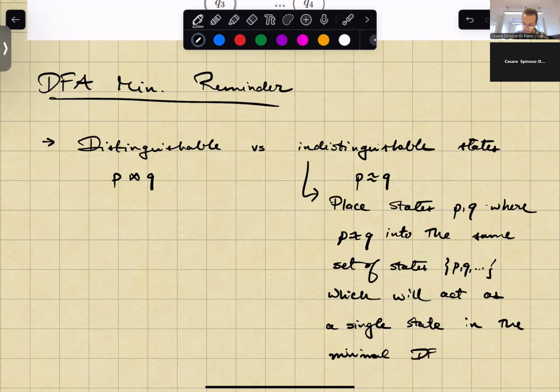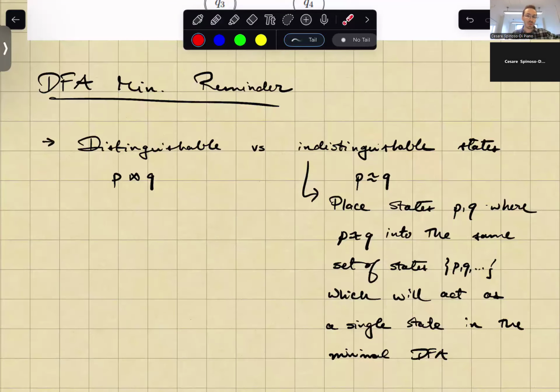And remember, I can say the minimal DFA because minimal DFAs are unique up to renaming of states. So once you've found a minimal DFA for a given regular language, you've actually found the only minimal DFA for that regular language, modulo renaming the states with different symbols, right? And so this is the idea behind the minimization algorithm.